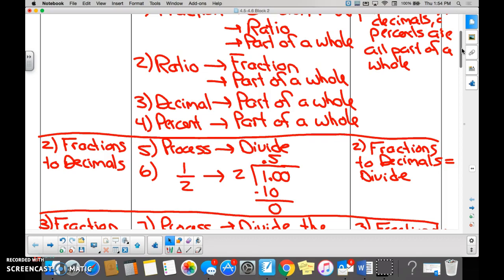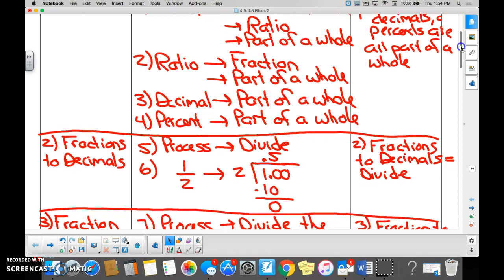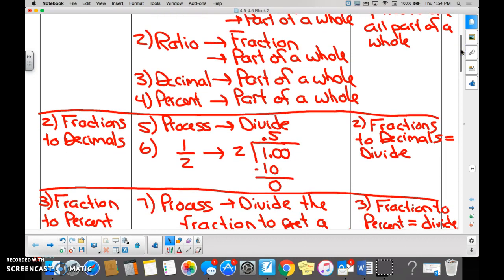Now for the next six main ideas, 2, 3, 4, 5, 6, and 7, you're going to have in your notes the rules on how to convert from one form to another. Are you ready? So, I'm going to ask you and you're going to tell me. Everybody in unison. How do you go on number 2 from a fraction to a decimal? What is the process on the count of 3? 1, 2, 3. Divide. And you see the example on that one.